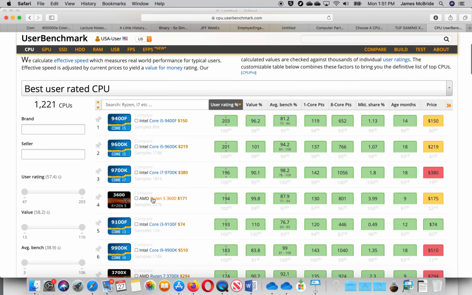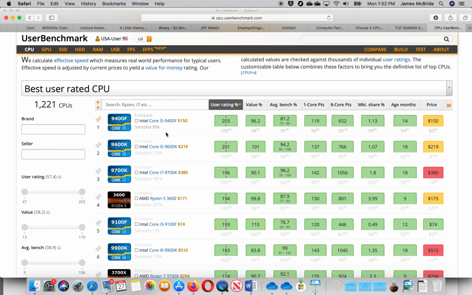Right, so this right here is just showing, according to user ratings, there's a 9400F. And the price is only $150. As a matter of fact, I helped somebody put one of those in their system back when this wasn't really even tested. And it basically doesn't have a graphics processor, so you have to have your own.